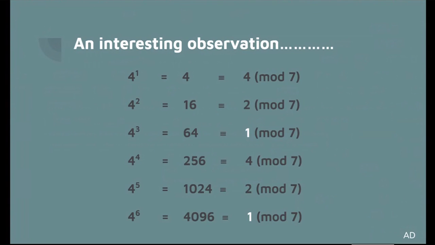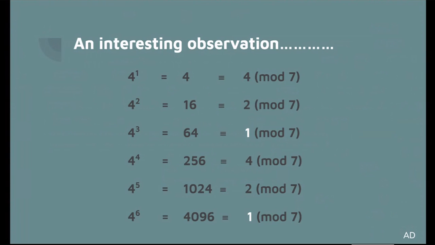Look at the powers of 4 mod 7. 4 to the 1 is 4 mod 7, 4 to the 2 mod 7 is 2, 4 to the 3 mod 7 is 1, 4 to the 4 mod 7 is 4 again, 4 to the 5 mod 7 is 2, and 4 to the 6 mod 7 is 1 again. If you look carefully, you will see a repeating pattern. 4 2 1, 4 2 1, and this pattern always ends in 1.